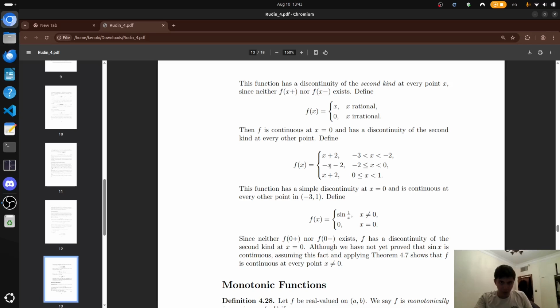Notice at negative 2, x plus 2 and negative x minus 2, when you put negative 2 in them, will give both 0. So there won't be any difference when you're jumping from one to another. But when x equals 0, here you're going to have negative 2, here you're going to have plus 2. So there's going to be a simple discontinuity at x equals 0, because both left and right hand limits exist, but you're getting different values from each side. And we know it's continuous on every other point because we're talking about lines.